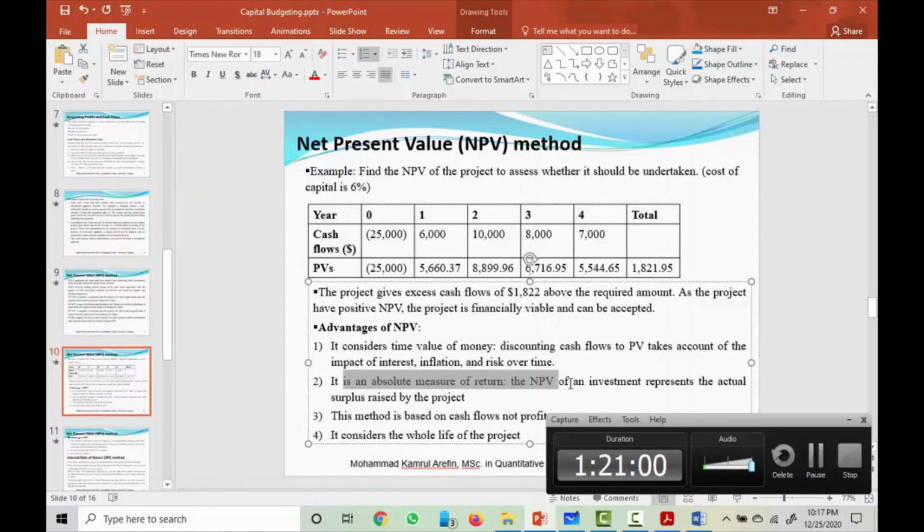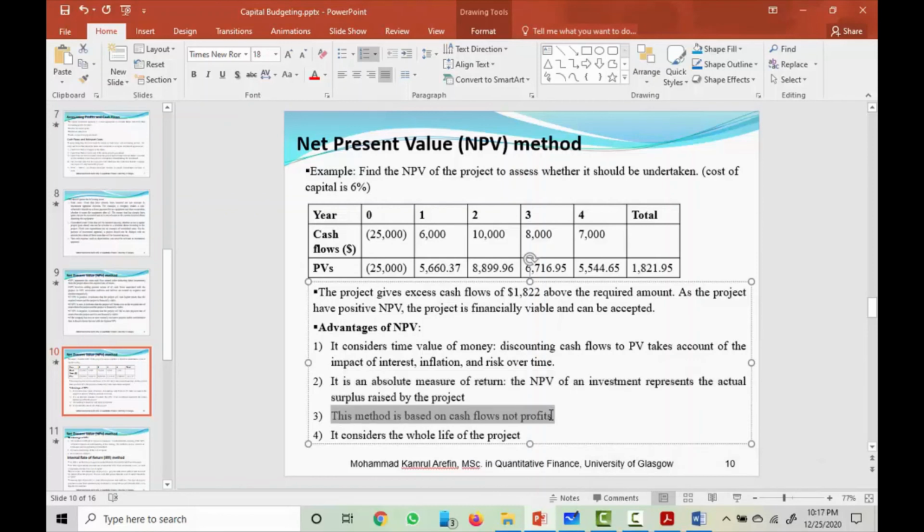Also, it is an absolute measure of return. As you can see, NPV tells you whether the project is not only fulfilling your required return but also giving you any surplus amount or not. So it is an absolute measure of return.